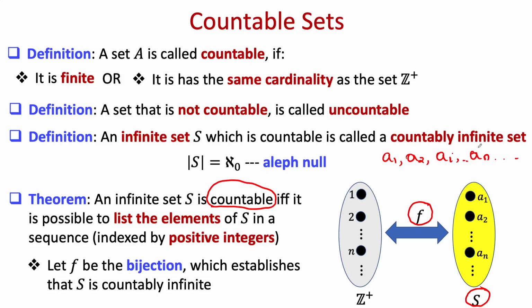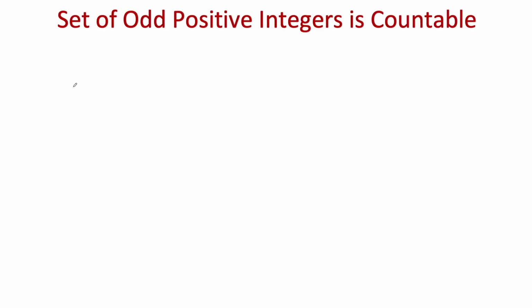Okay, so what this theorem basically says is that if you want to show a given set to be countable, there are two ways to do that. If it is finite, just find out the cardinality of that set. But if it is infinite, then the only way you can show it is countable is either show a bijection, or you give me a well-defined sequence, a well-defined way of sequencing the elements of that set. That is equivalent to saying that you are giving me a bijection between the set of positive integers and your given set. So now, based on these definitions, let's see some examples of countably infinite sets.